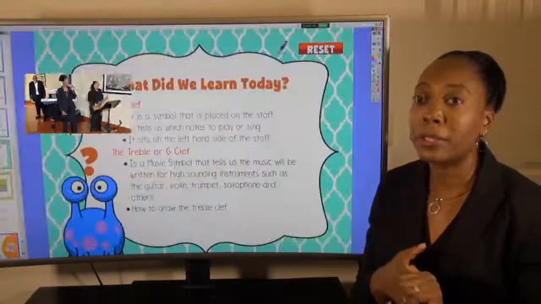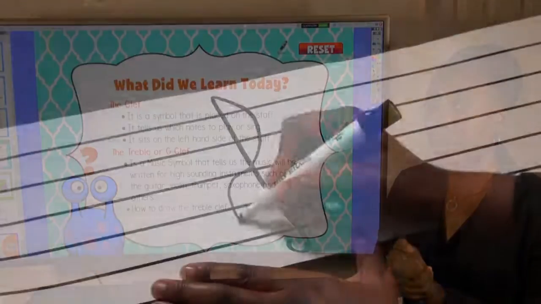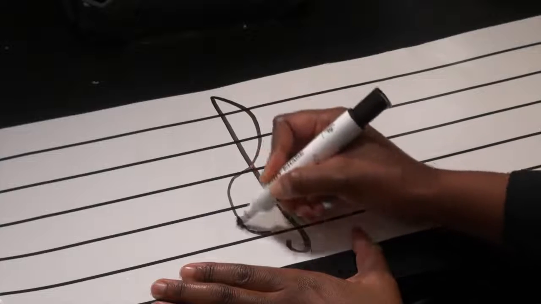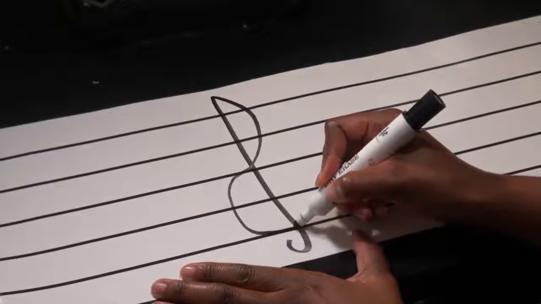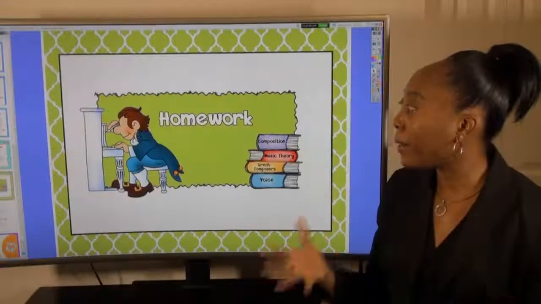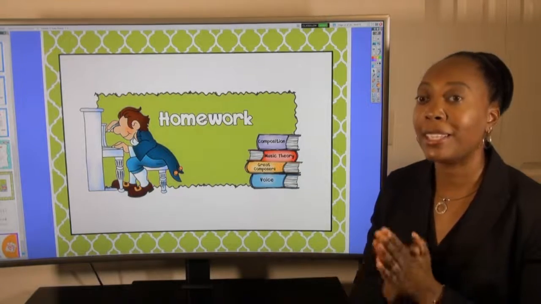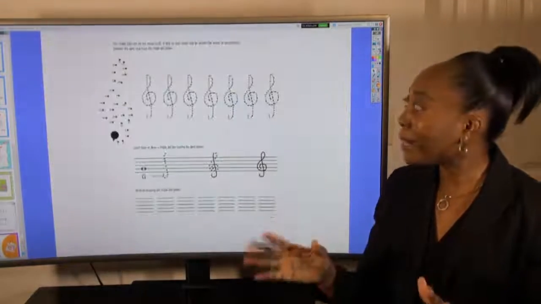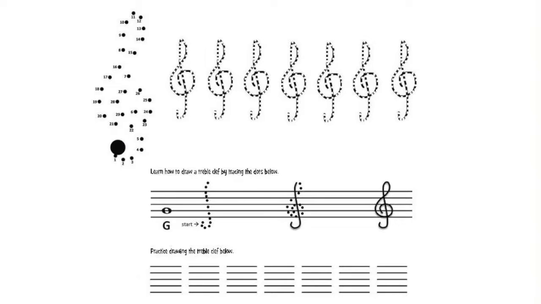And we also learned how to draw the treble clef. So I want you to now take all of this information and do your homework. And your homework is, guess what? You guessed it correctly, drawing the treble clef.